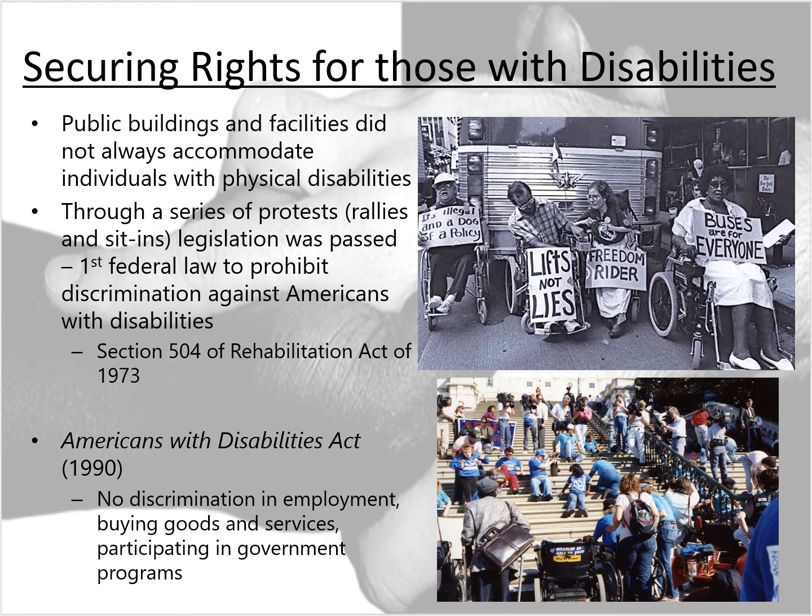So let's look at securing rights for those who are disabled. The problem was back in the day that public buildings and facilities did not always accommodate individuals who had physical disabilities. So you're seeing some fairly powerful images here, I think. And so disabled individuals used some tactics to enact change, like protests, rallies and sit-ins, very similar to things that were done during the civil rights movement in the 50s and 60s, being done by the disabled in the 70s, and then later on in the 80s as well.